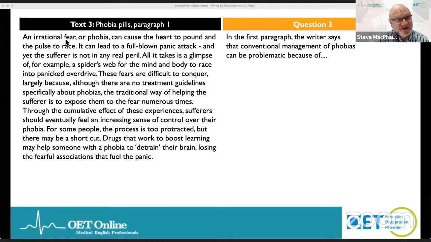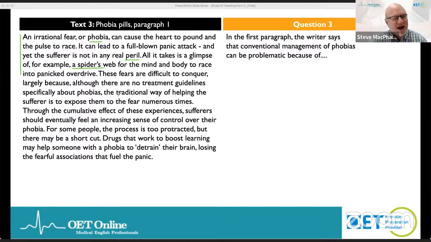An irrational fear or phobia can cause the heart to pound or pulse or race. Okay, that's a definition. It can lead to a full-blown panic attack, and yet the sufferer is not in any real peril, in any real danger. All it takes is the glimpse of, for example, a spider's web, just a glimpse, for the mind and body to race into panicked overdrive. Okay, that's our topic sentence. That's explaining what a phobia is, isn't it?